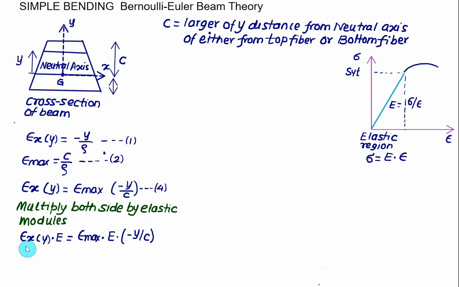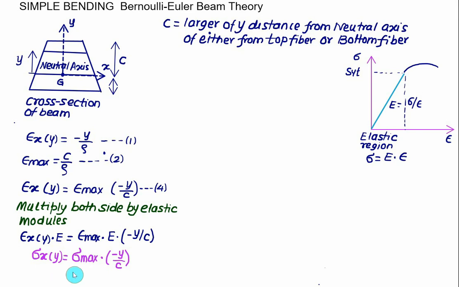The product of strain multiplied by Young modulus is nothing but the stress. So the left hand side product here, epsilon multiplied by Young modulus at any distance y, will be the bending stress, that is sigma x, which is a function of y, equal to epsilon max multiplied by E, which equals the maximum bending stress, written as sigma max, multiplied by the vertical distance y divided by c, the larger distance between the neutral axis and either the top fiber or bottom fiber.